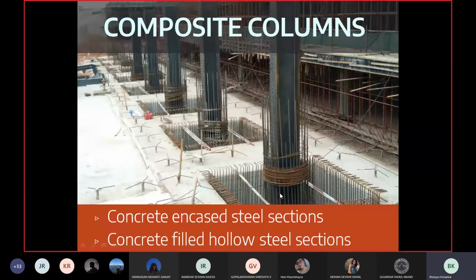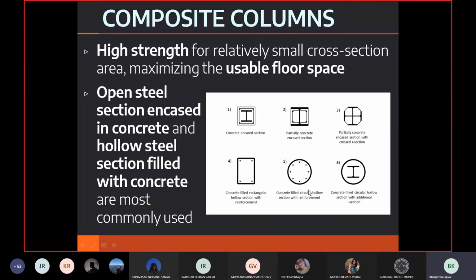Then another, and I think a very important section, is a composite column. So you can do it two ways. You can either put concrete inside steel, or you can put steel inside concrete. When you put steel inside concrete, the resulting section is called a concrete encased steel section. And when you fill concrete inside hollow steel sections, it is called a concrete filled hollow steel section. I don't remember the abbreviation that we commonly use. CFTs, concrete filled tubes. That's the abbreviation that we use.